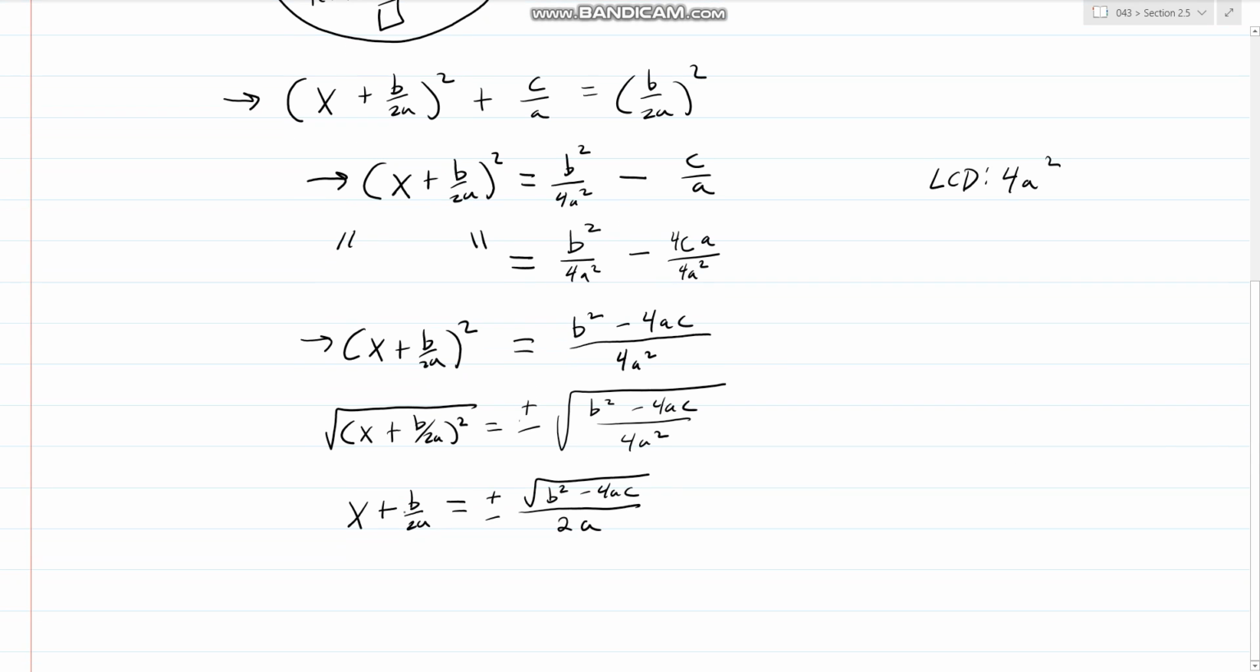Now I'm going to move the b over 2a to the right-hand side. It's going to switch signs by doing that. I'll put it implied there. So this becomes x equals negative b over 2a plus or minus the root of b squared minus 4ac over 2a.